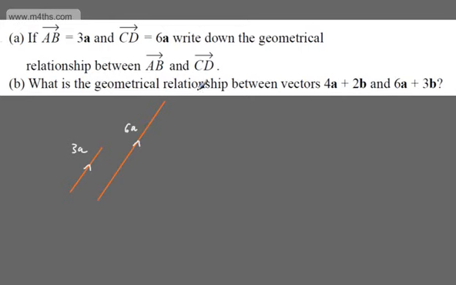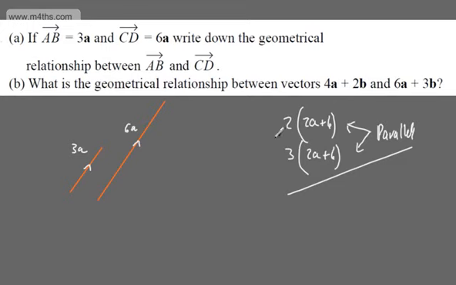Okay, what is the geometrical relationship between vectors 4A plus 2B and 6A plus 3B? Again, let's factor these. If I take a common factor of 2 out of this one, that leaves me 2A plus B. If I take a common factor of 3 out of this one, I've got 3, and then we've got 2A plus B. We can see now that these are simply multiples of one another. These two are parallel. So you can see from here that one is a scalar multiple of the other.